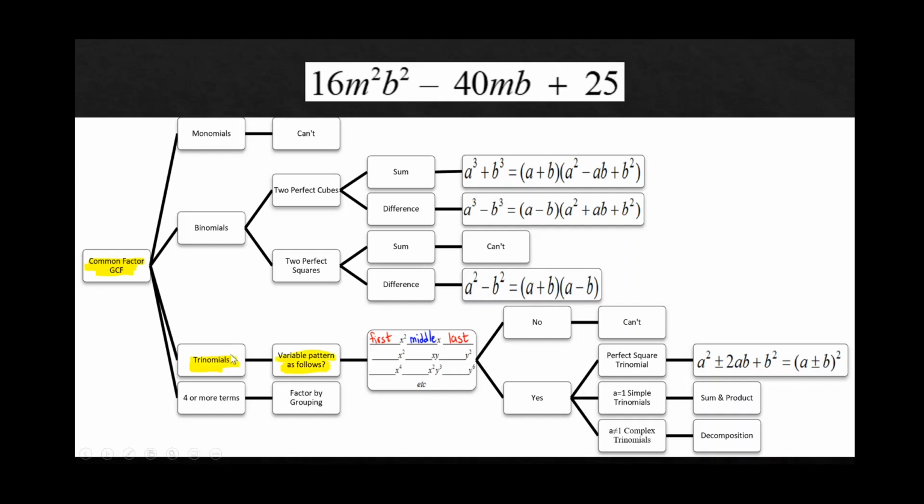Then we know it's a trinomial, so we check for the variable pattern. The first term should have even powers, and it does. The last term should have no powers or also even powers. It doesn't have any powers, there are no variables. And then the middle term should have half of the powers that we've seen before. m has power 1, which is half of the power 2 here. Same thing with b. So it does work, and this one turns out to be a perfect square trinomial.